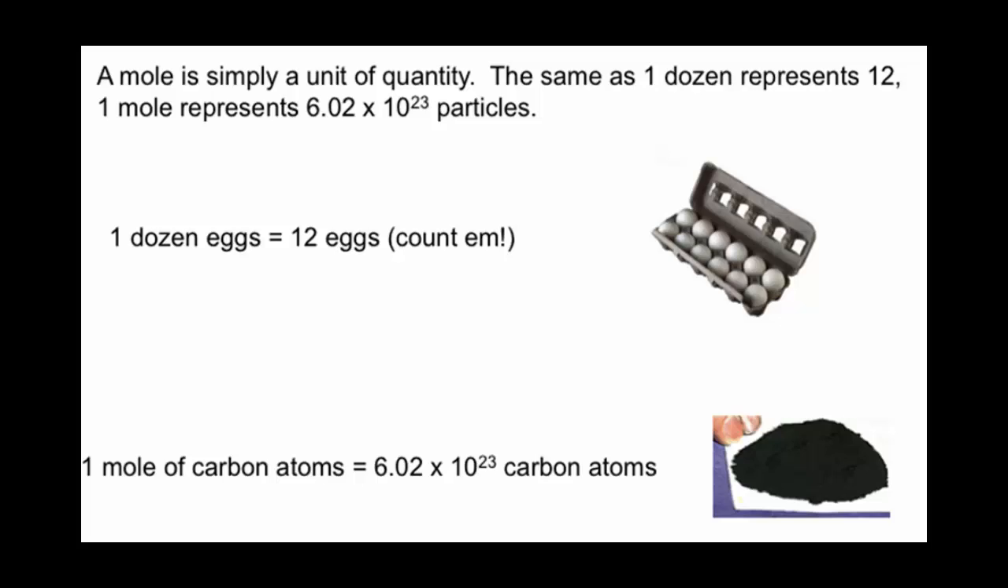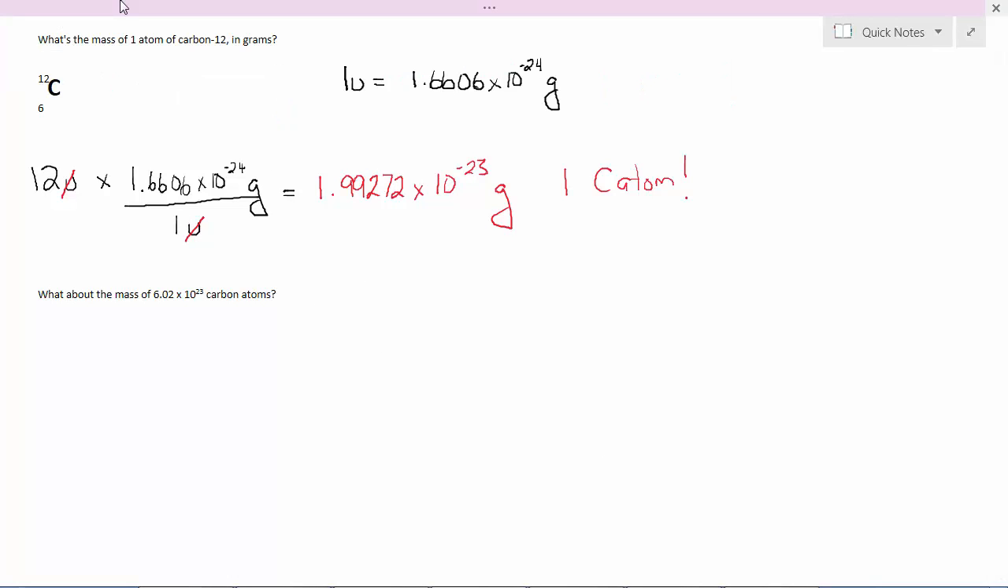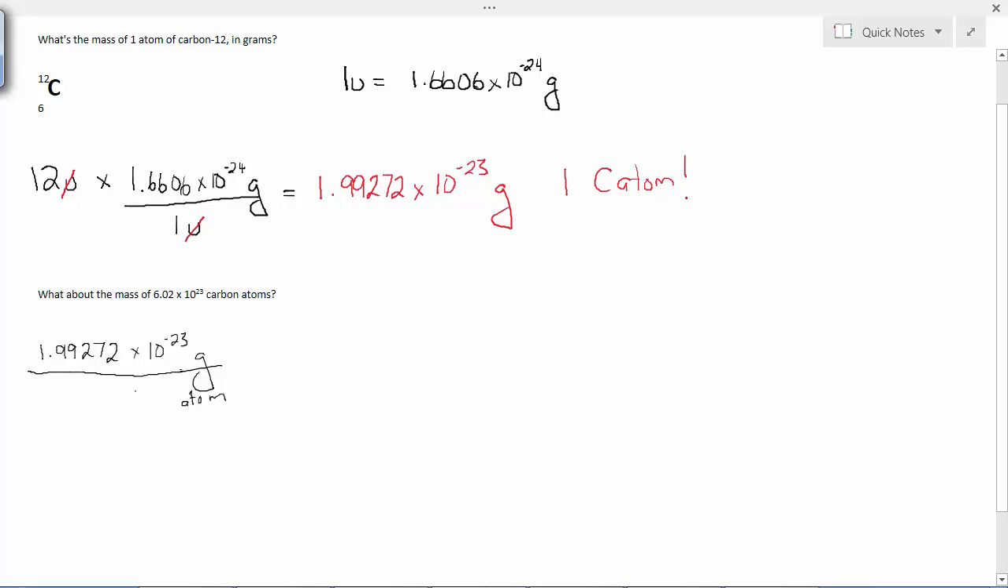The same as a dozen is 12, a mole is 6.02 times 10 to the power of 23. So, what about the mass of this many carbon atoms? I'm going to take the grams per atom of carbon and multiply by that many carbon atoms, which will mathematically eliminate the unit of atom, and we'll see what mass comes out.